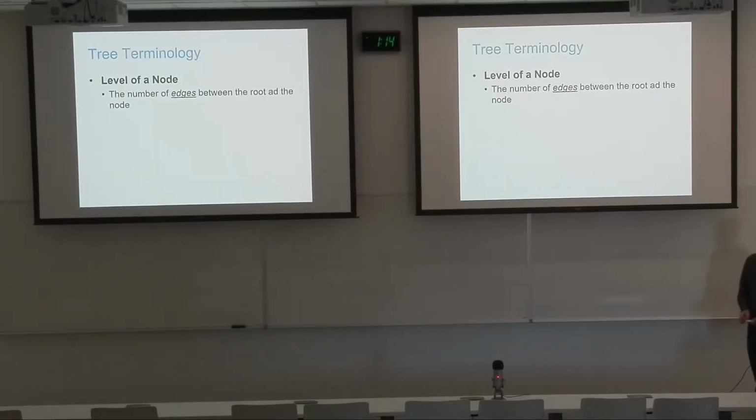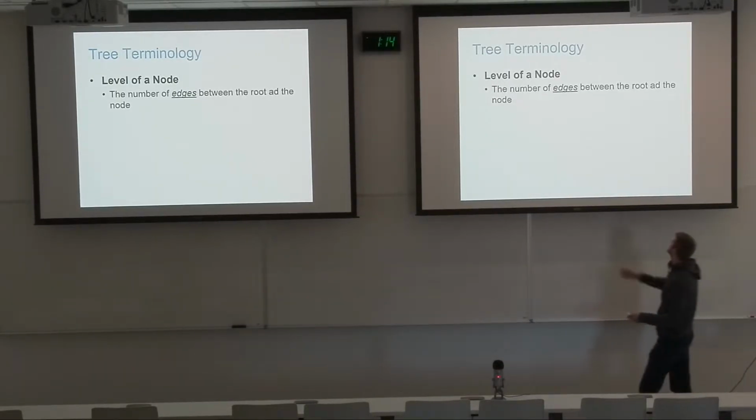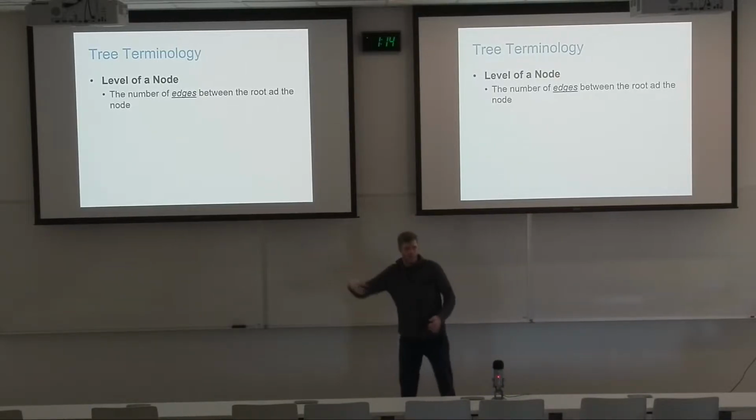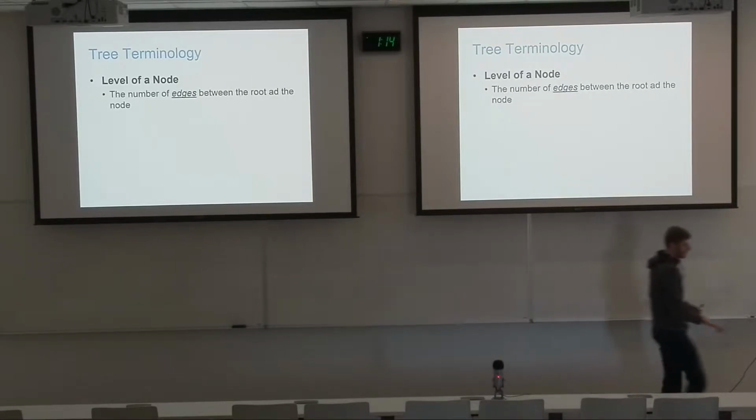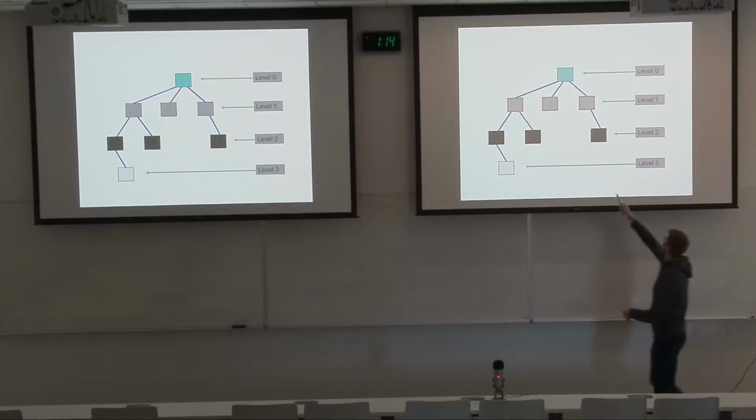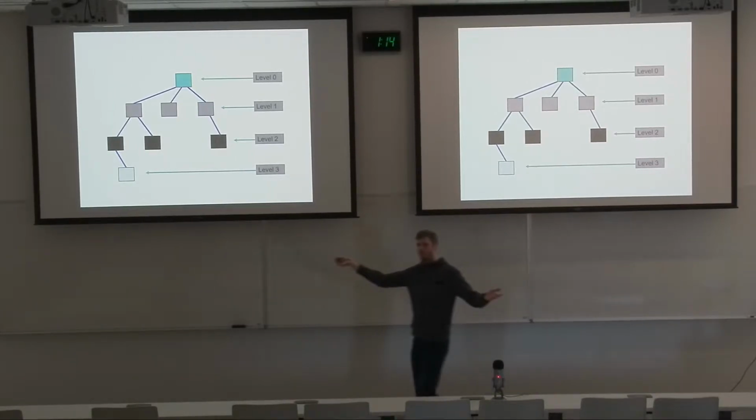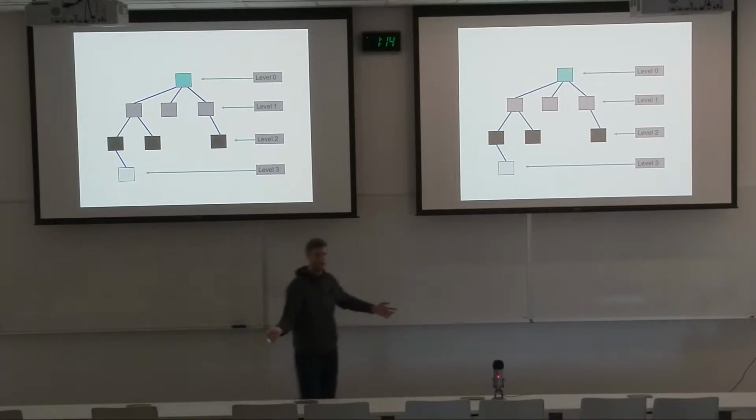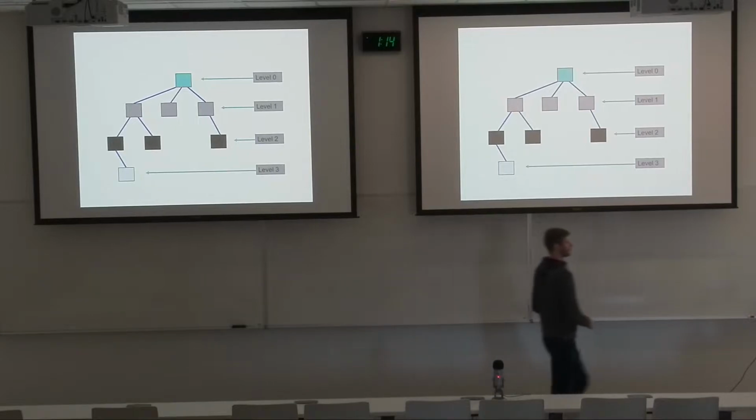A level of a node, well, that's the number of edges between the root and the node. So basically, this is what it is. The root is going to be level 0. There's only one node in level 0. And then going down, level 1, level 2, level 3, and so on.